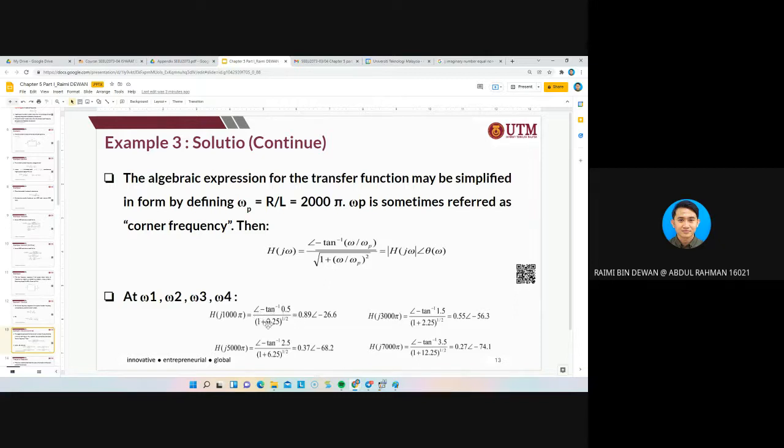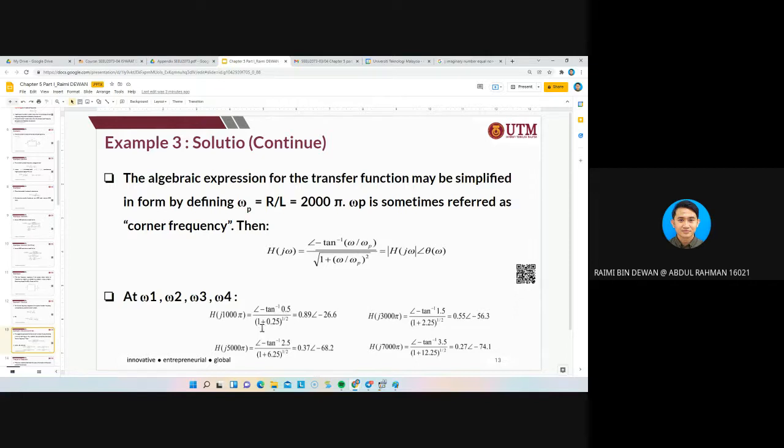Sorry for the disruption. So you have this one is omega, and you replace this with 1000 pi. So 1000 pi divided by 2000 pi, that is why you have 0.5 here.